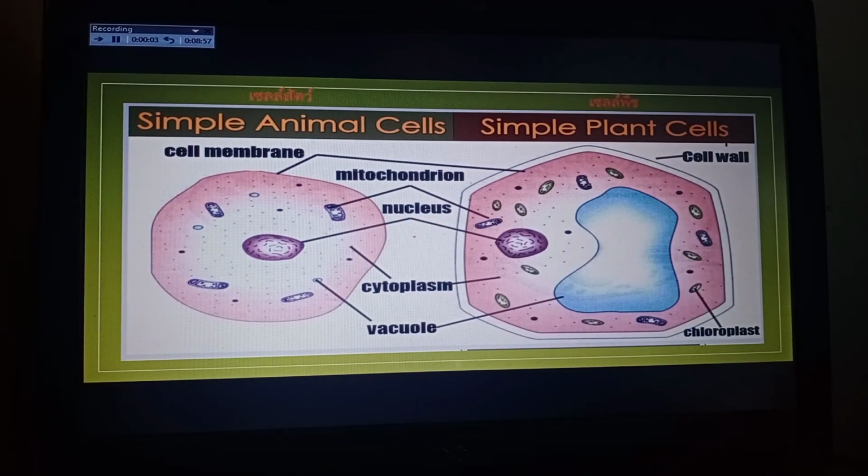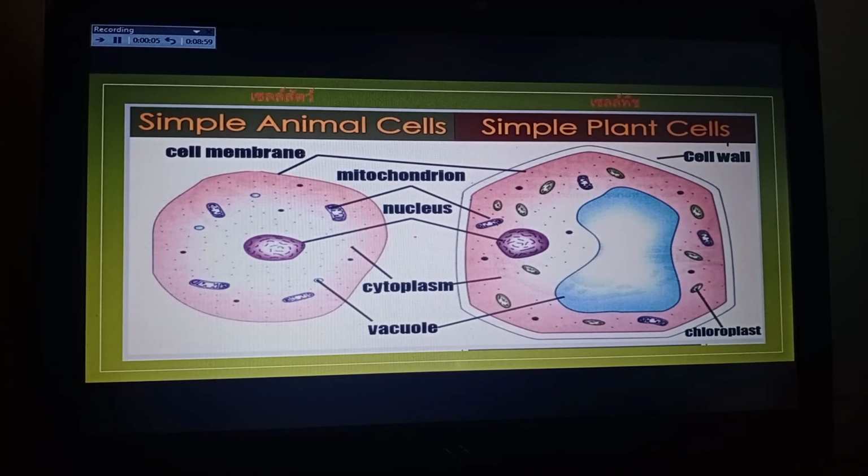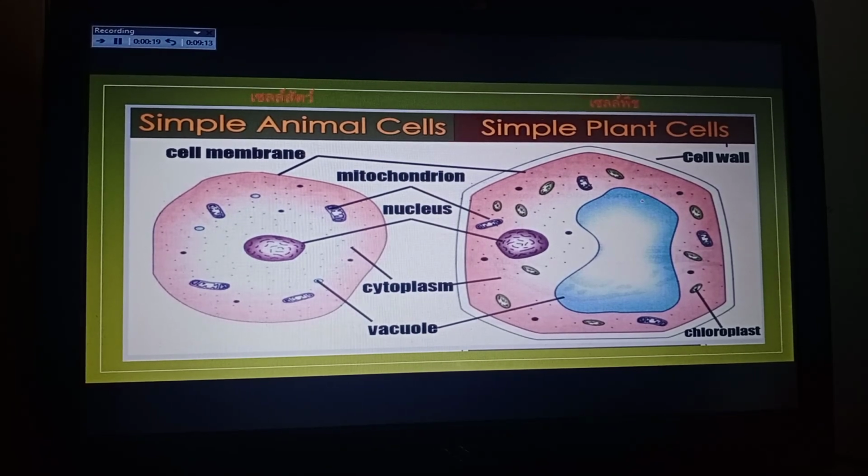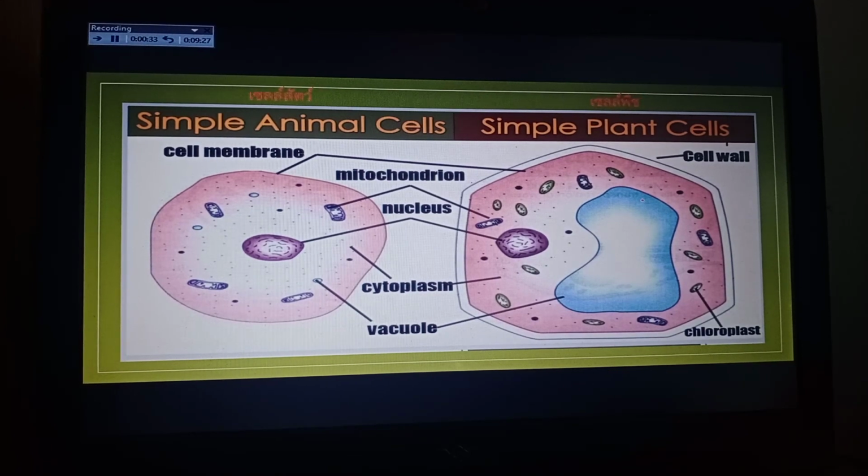So in your screen, you can see there a simple animal cell and a simple plant cell. On your left, you can see an animal cell, and on your right is a plant cell. Now, if you try to compare between the two, a plant cell is quite bigger than the animal cell. And let's move on to different parts of animal cells and plant cell.